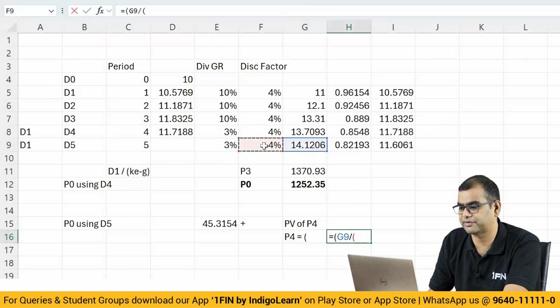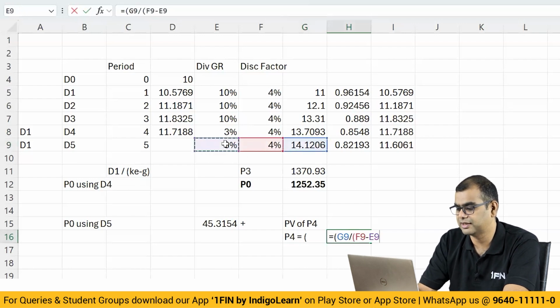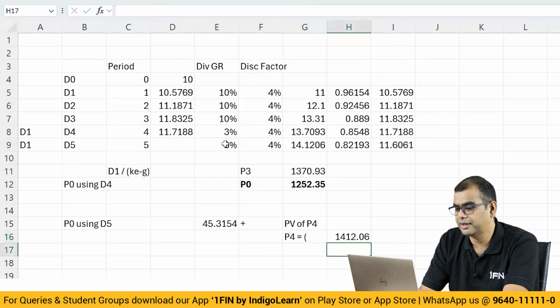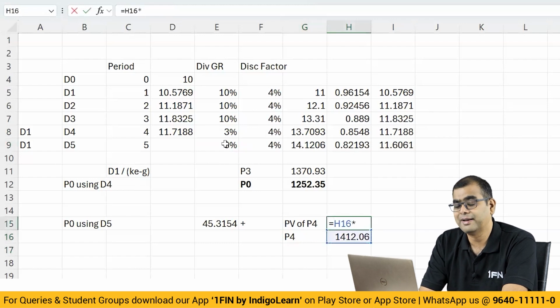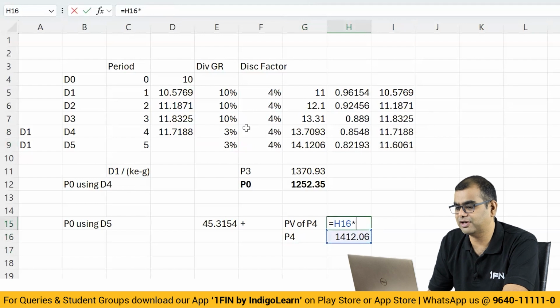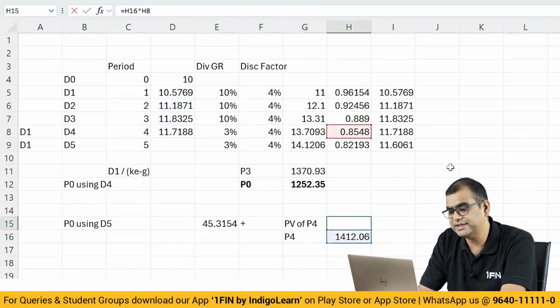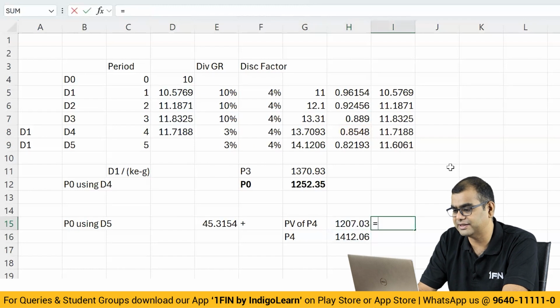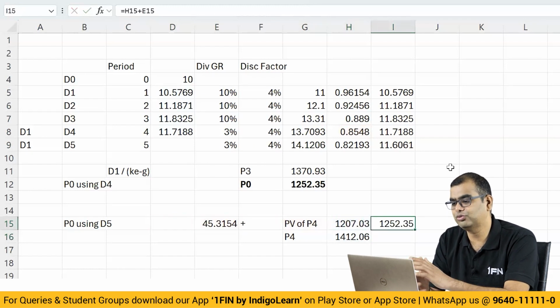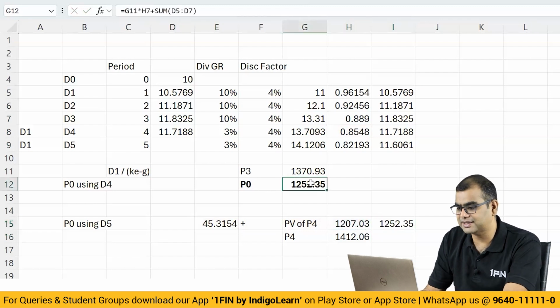What is the cost of equity? Cost of equity is 4%, G is 3%, right? So this is P4. But what do we want? We want the present value of P4. What is the present value of P4? P4 into the present value factor for the 4th year. What is the present value factor? We just computed here, 0.8548. So multiply by 0.8548. Now you have the present value of dividends till the 4th year and the price of the share at the end of the 4th year. If you add these two, how much did you get? 1252.35. You got the same answer as what you got here.